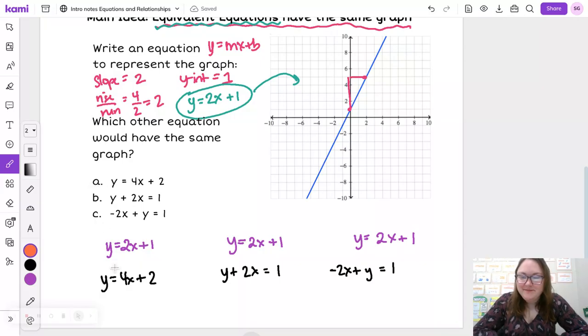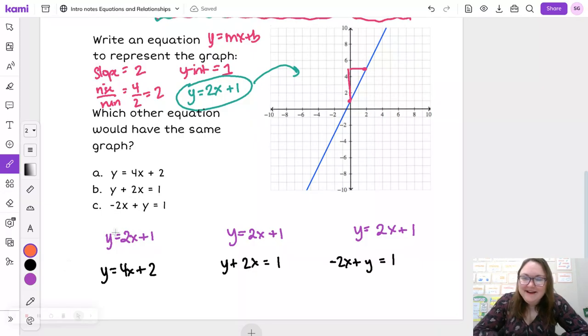So for example, our first option A is the equation y equals 4x plus 2. When I compare our first equation, the equation I know is correct, to this one, I'm noticing that in order to change this equation to this equation, they multiplied one side by 2. We learned you can't do that. You can't only multiply one side. You would have to multiply both sides. So something like 2y equals 4x plus 2 would be correct. But this equation is not equivalent, which means it does not represent the same graph over here.